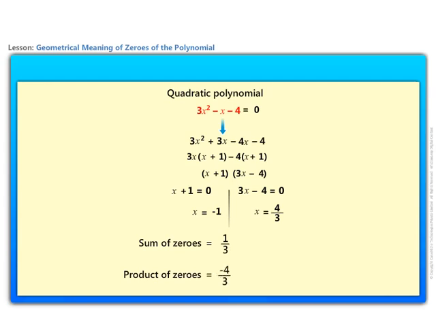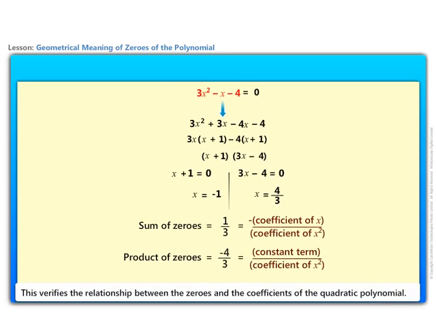On comparing these values to the given equation, we observe that the sum of zeros is the ratio of negative coefficient of x to the coefficient of x squared. Similarly, the product of zeros is the ratio of constant term to the coefficient of x squared. This verifies the relationship between the zeros and the coefficients of the quadratic polynomial.